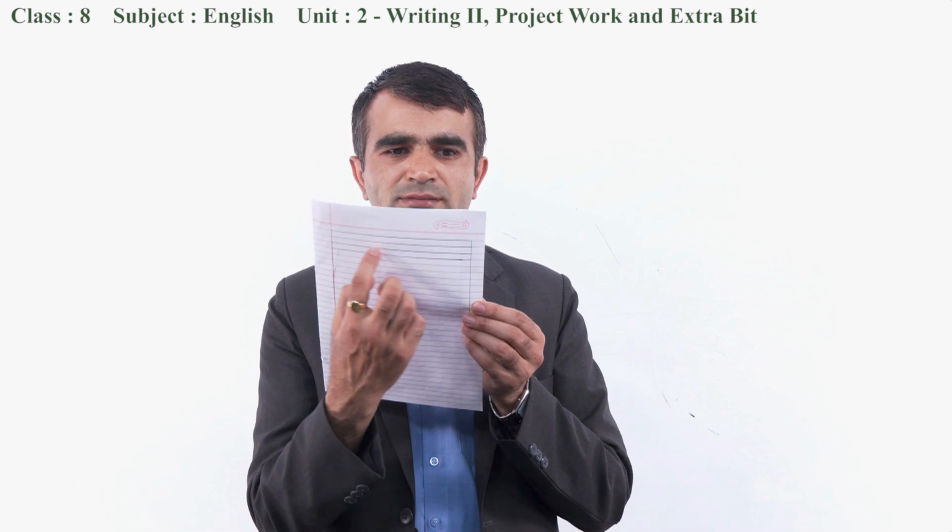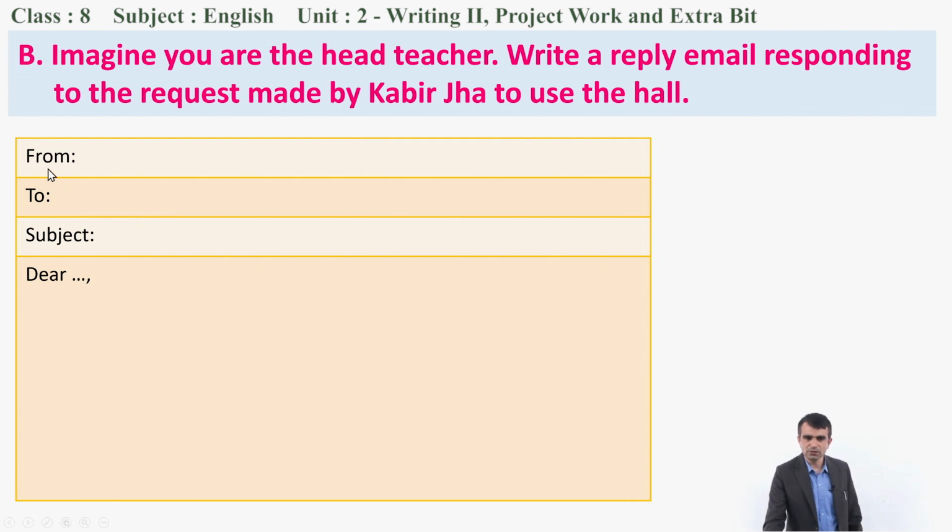You can draw lines here, write from, to, and subject as given here. In from, you can write your email. When you type an email, on the top, from is there, and your email ID automatically comes there. Then to means the receiver's email ID, you write here. Subject, whatever subject you are writing on, write here. And start with salutation in your exercise book.